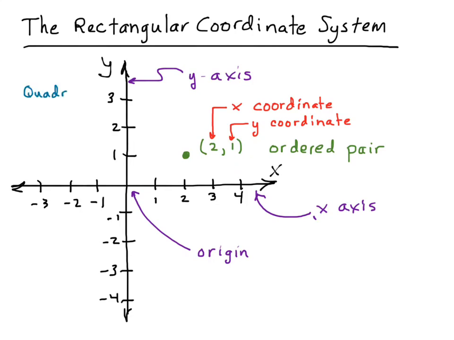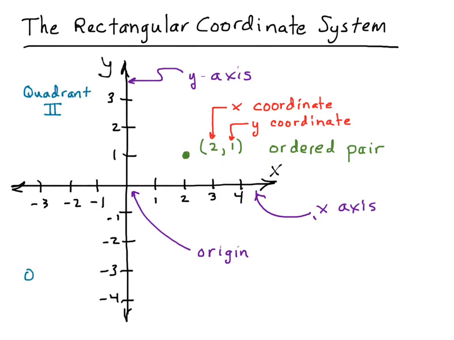The way that works is we have x equals 2, so anywhere along here, x equals 2. It doesn't matter where it is vertically, horizontally x equals 2. And when y equals 1, it's along here, anywhere horizontally. And of course, where the two intersect, we have x equals 2, y equals 1.